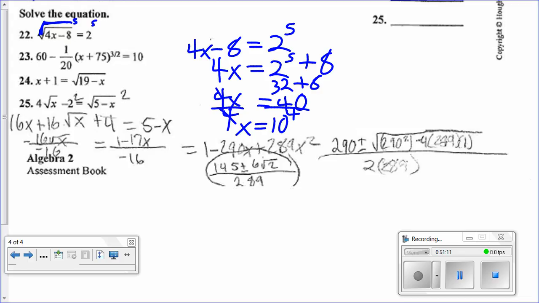X equals 10, okay? And I think if we plug 10 back in, we're going to have 40 minus 8, which is 32. So if we plug in 10 for x, that's going to be 40. You take away 8, that's 32. You take the 5th root of 32, I bet you that it is 2. Matter of fact, I know it is because 2 to the 5th is 32. So that is right. X equals 10.